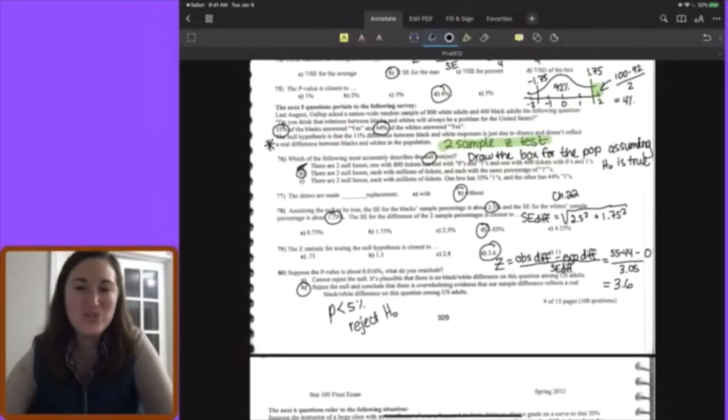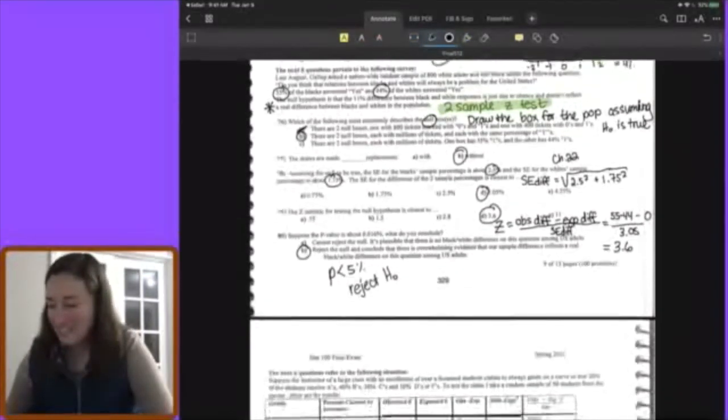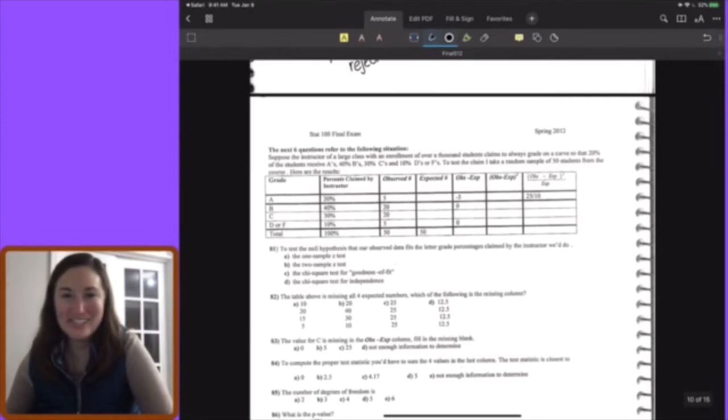Any questions on the two sample z-test? All right. Let's see what we have next. Right away, looking at this, I see some sort of chi-square test going on here. Let's figure out which one.